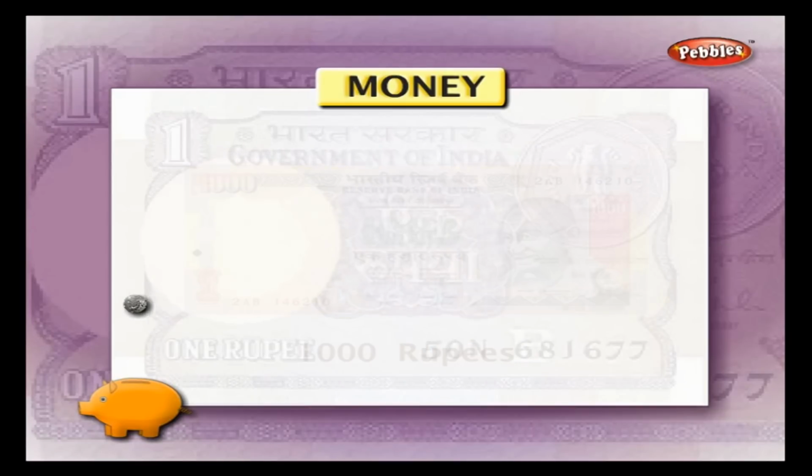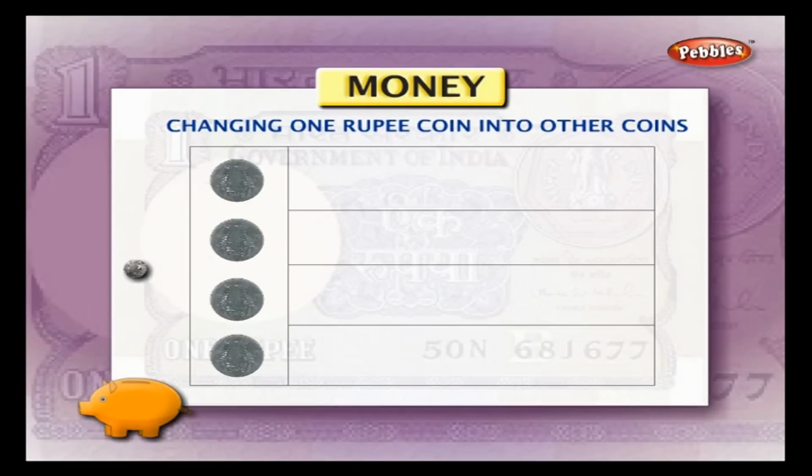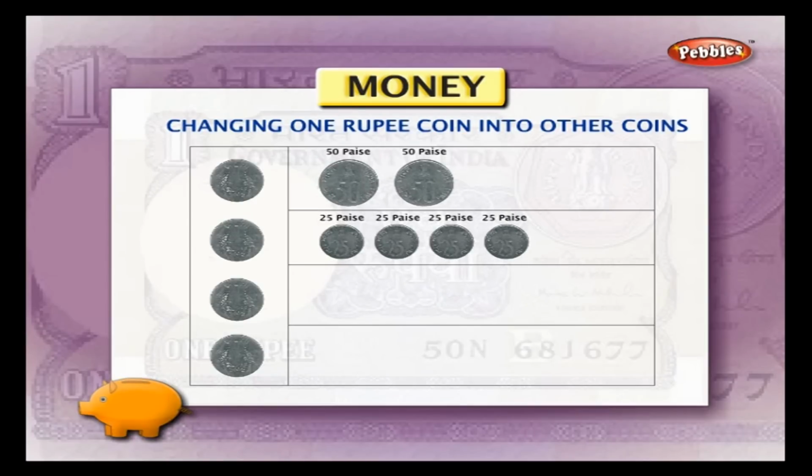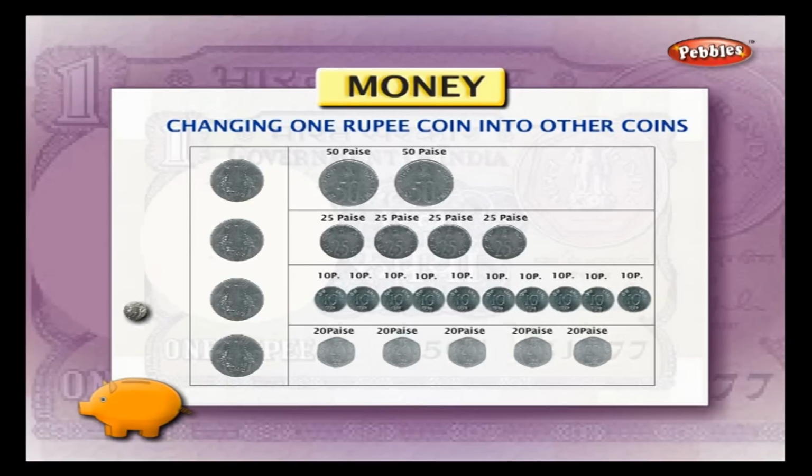rupees, and 1000 rupees. Changing 1 rupee coin into other coins. A 1 rupee coin can be replaced by 2 50 paise coins or 4 25 paise coins or 10 10 paise coins or 5 20 paise coins.